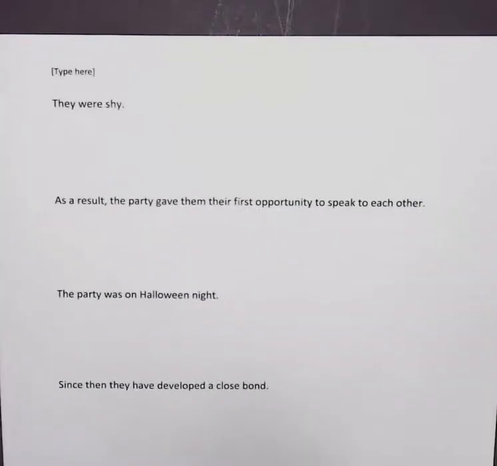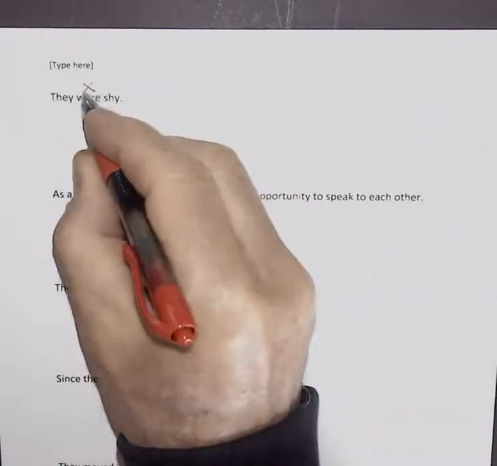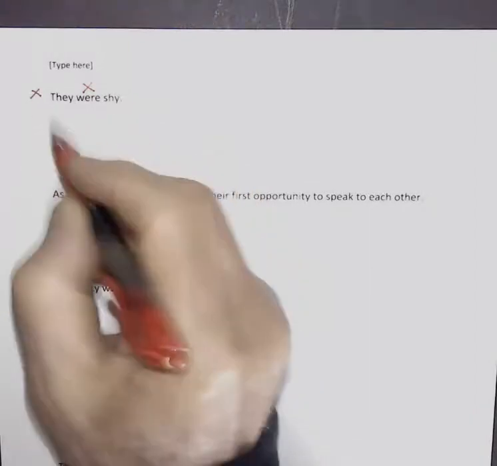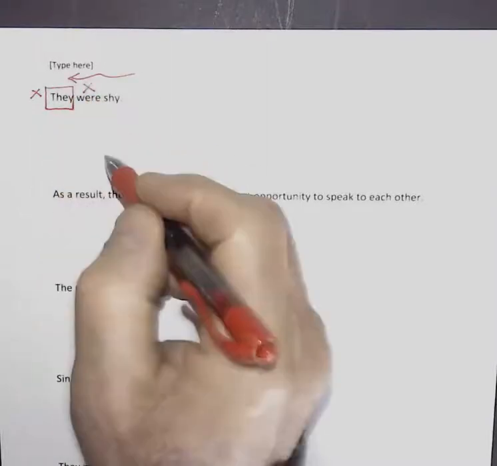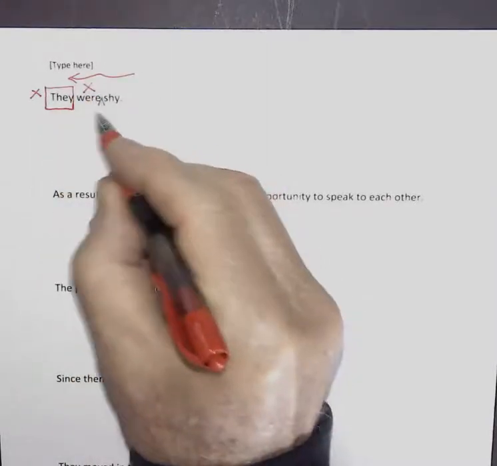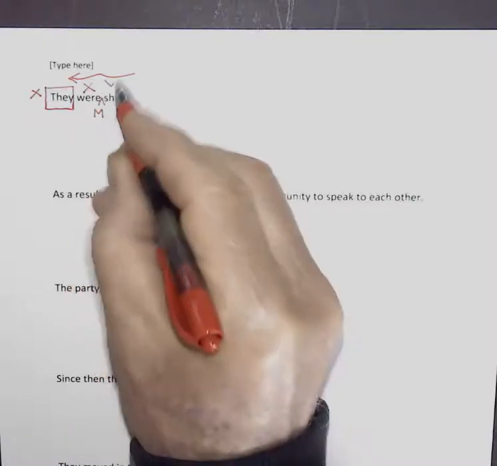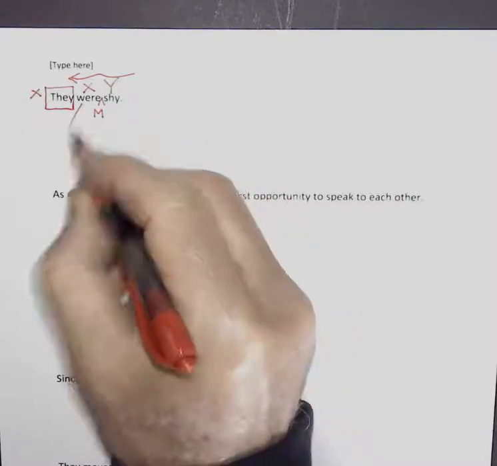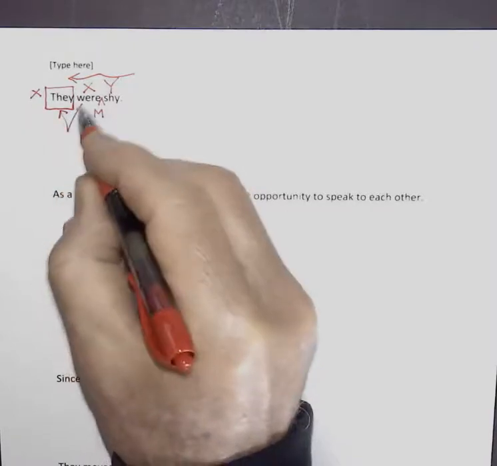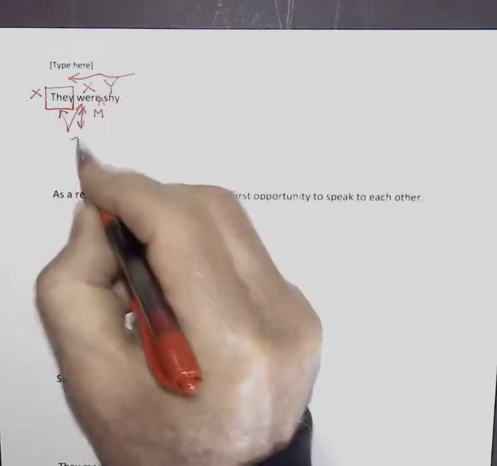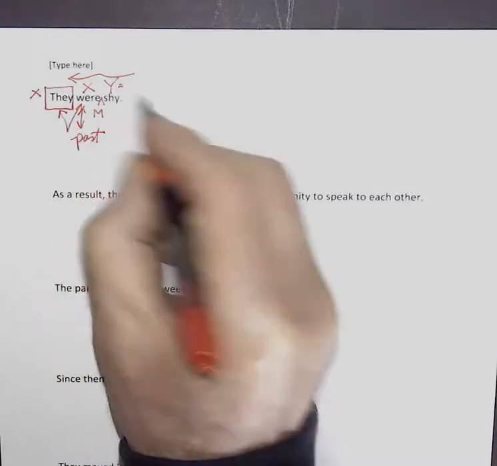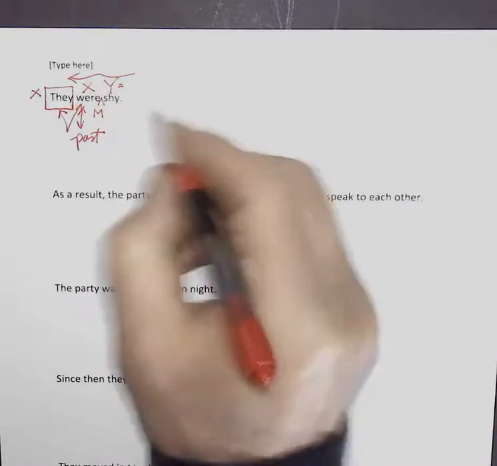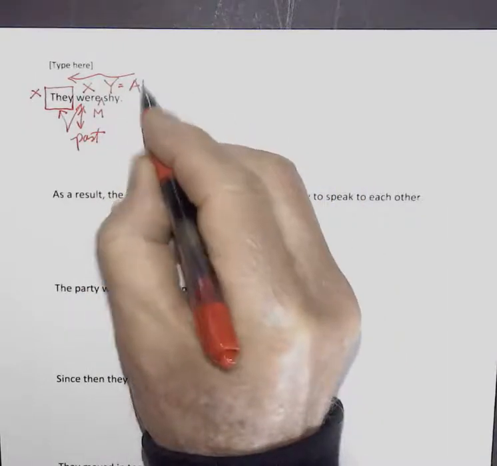Okay, so they were shy. No shifters. X word is were. Other X word placed in the front. They is the subject. Were shy is the predicate. The M place is between were and shy. And shy is Y. Were ties with the subject they. Were ties with the past. There's no verb. I need to decide what kind of a word or phrase is shy. Adjective phrase. I can say very shy.